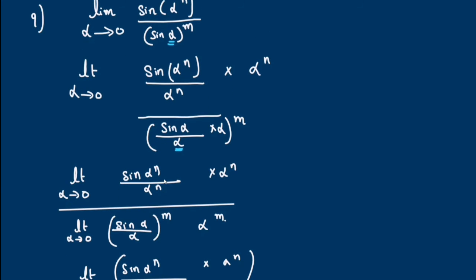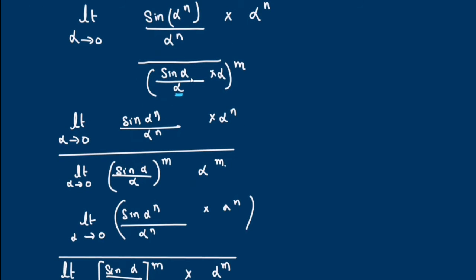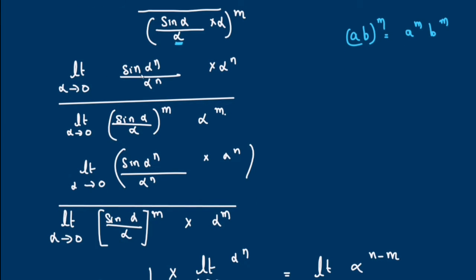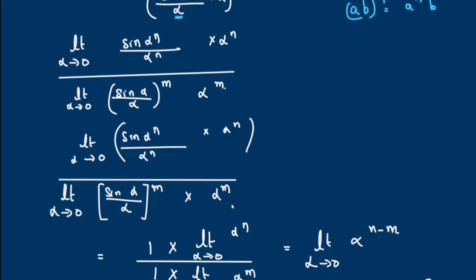Sine alpha power n by alpha power n into alpha power n, divided by sine alpha by alpha, the whole power m. This m you bring it here into alpha power m. So you know that you can write (ab) power m is a power m into b power m, so you can separate it. Now the numerator, this term will become 1 and this also will become 1. Here you are left with alpha power n by alpha power m.